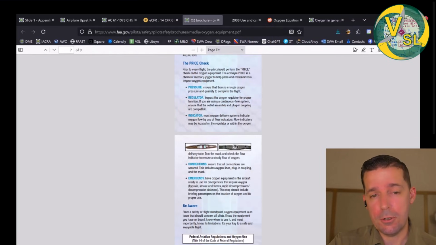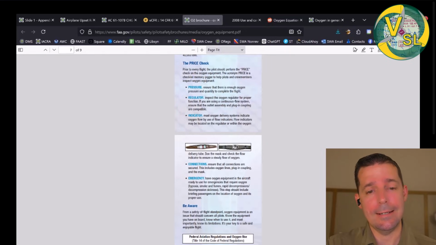So the PRICE check is your pressure, regulator, indicator, connections, and emergency. So it's just a mnemonic for you to remember what to check in these oxygen systems. So if you're flying with some sort of supplemental oxygen system, the PRICE check is a good way that you want to check your system. So let's go through these line by line.